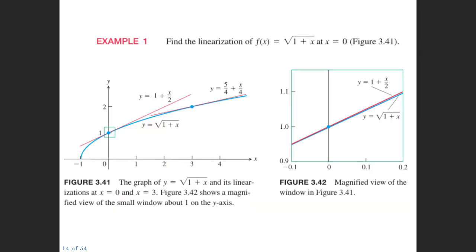So, for example, find the linearization of f of x is equal to the square root of 1 plus x at x equal to 0. And because your textbook is an American book, they like to spell linearization with a Z. So we're going to be doing this pink line just here. The tangent line to our blue curve when x is equal to 0. And if we zoom in on this small green box, we get this picture.